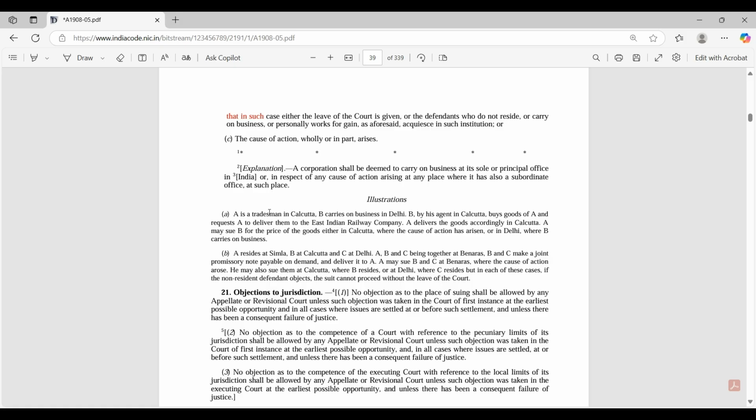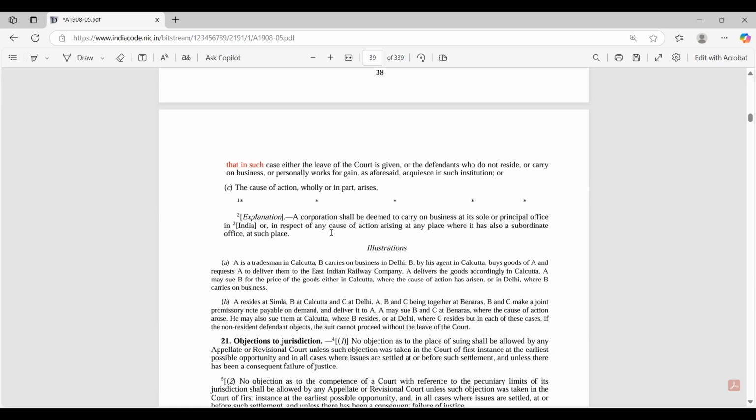A is a tradesman in Calcutta. B carries on business in Delhi, right? B, by his agent in Calcutta, buys goods of A and requests A to deliver them to the East India Railway Company. A delivers the goods accordingly in Calcutta. A may sue B for the price of goods, either in Calcutta, where the cause of action has arisen, or in Delhi, where B carries on business. So, from the title itself, the section was very clear.